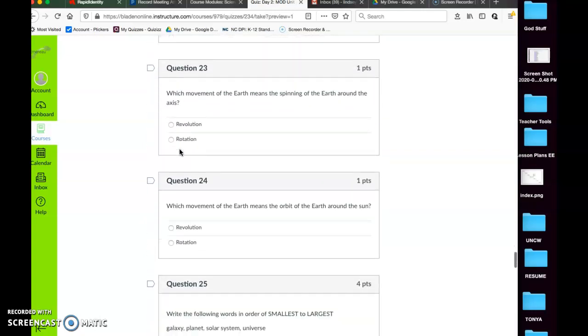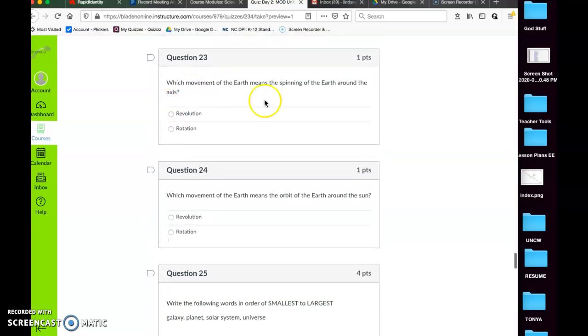Which movement of the Earth means the spinning of the Earth around its axis? Revolution or rotation? Which movement of the Earth means the orbit of the Earth around the Sun? Revolution or rotation?